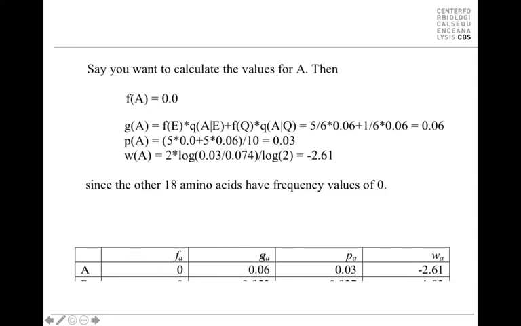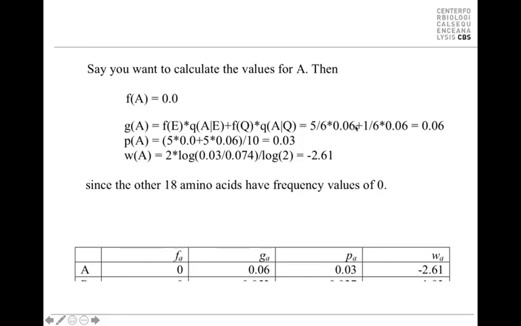The pseudo frequency for alanine you get by applying the equation, summing over all amino acids the observed frequency multiplied by the Blosum frequency for changing the amino acid into alanine. In this case, only 2 amino acids are observed. So even though the sum contains 20 terms, only 2 of them have non-zero values for F, which is F of E and F of Q. So we get F of E, which is 5/6, and F of Q, which is 1/6.